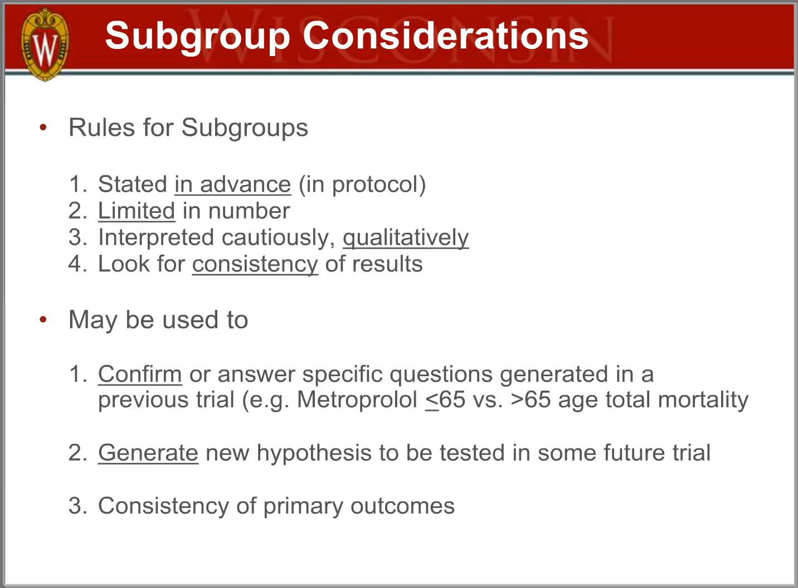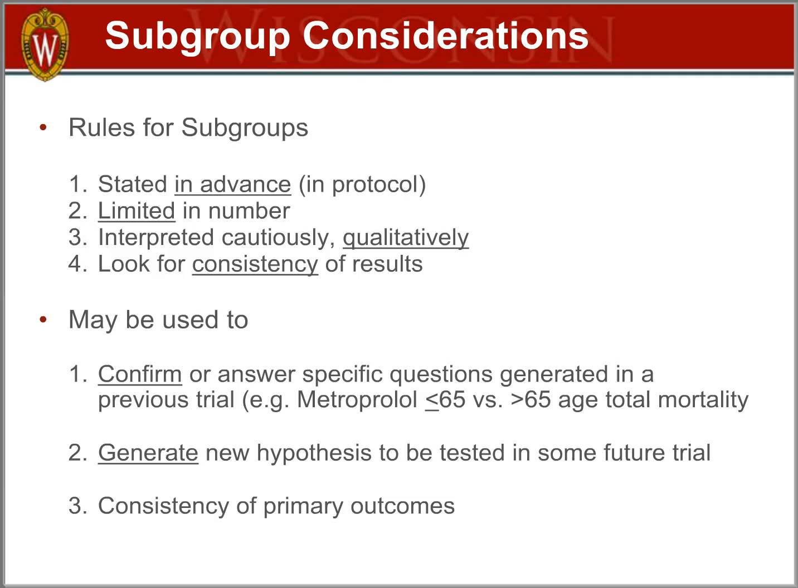Because of the concerns for overuse or perhaps abuse of subgroup analyses, we've decided that we need to write down some rules for how subgroups should be utilized. First, they should be stated in advance in the protocol, at least the ones that are key. We should limit them in number because the more we do, the greater the chance of a false positive. Whatever we do, we should interpret them cautiously in a qualitative sense.